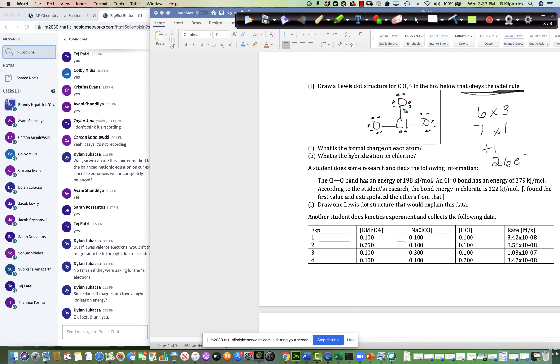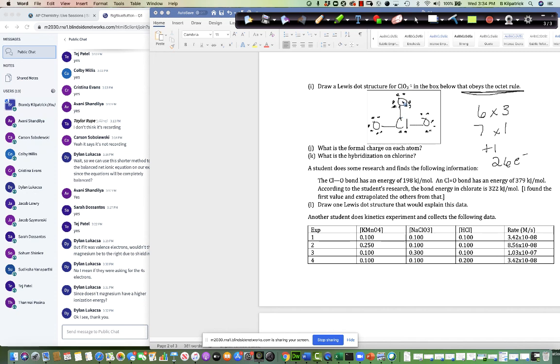If you didn't put brackets around it, you weren't counted off though. Technically, yes, brackets would be more proper. All right, the next part is asking about formal charge. So let's look at oxygen. And again, you get follow-through points.